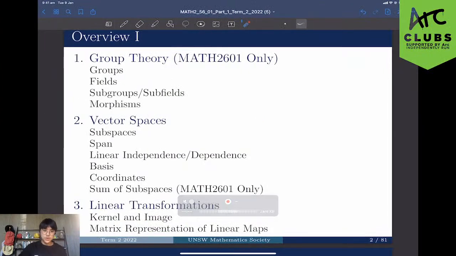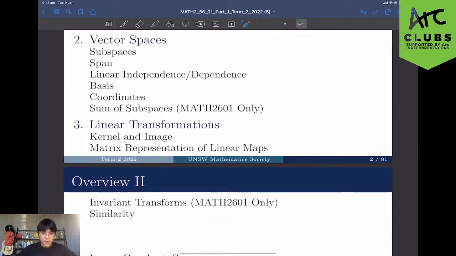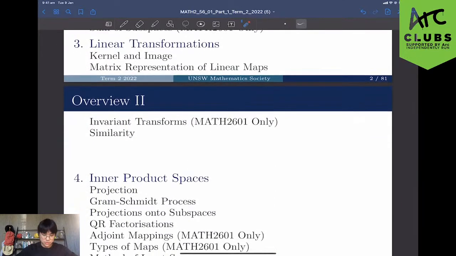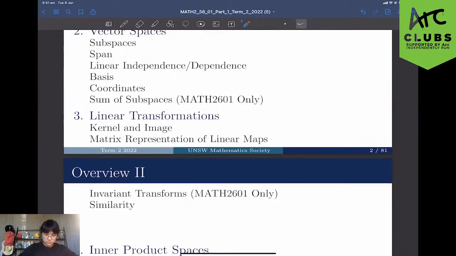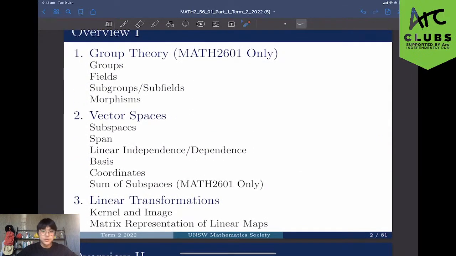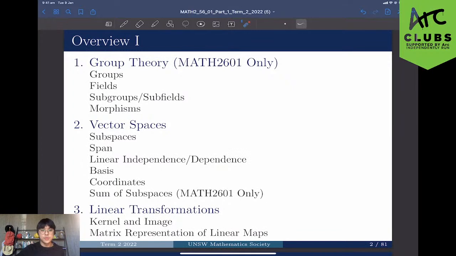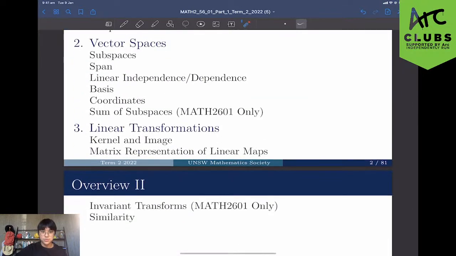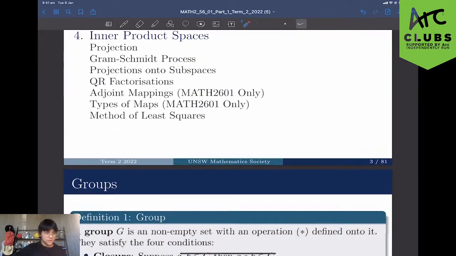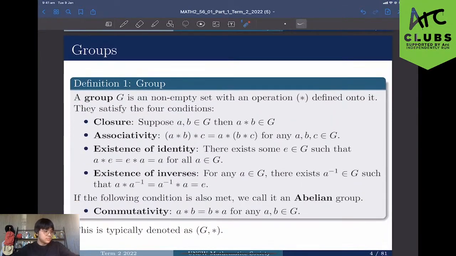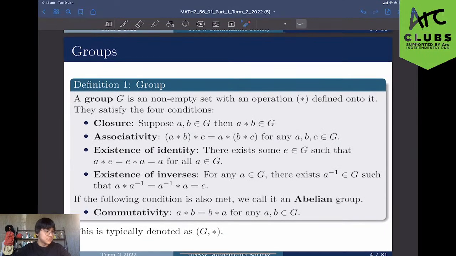Yeah, so I'm going to be doing the first two topics, group theory and vector spaces, and Steve is going to do topics 3 and 4. Also keep in mind that the first topic that I'm going to cover is Math2601 only. So if you're doing Math2501, you can take a nap for 20 minutes. Cool.